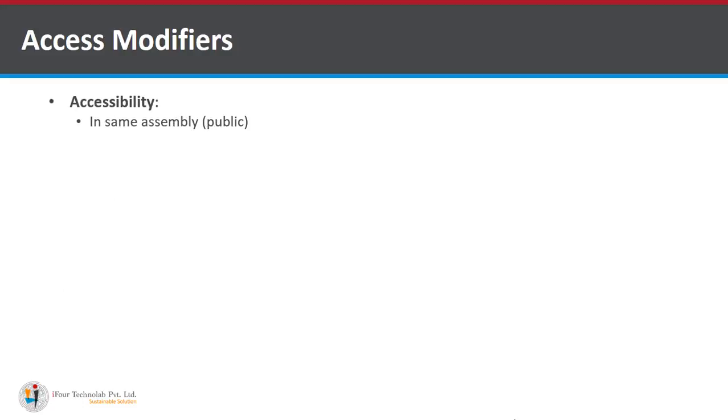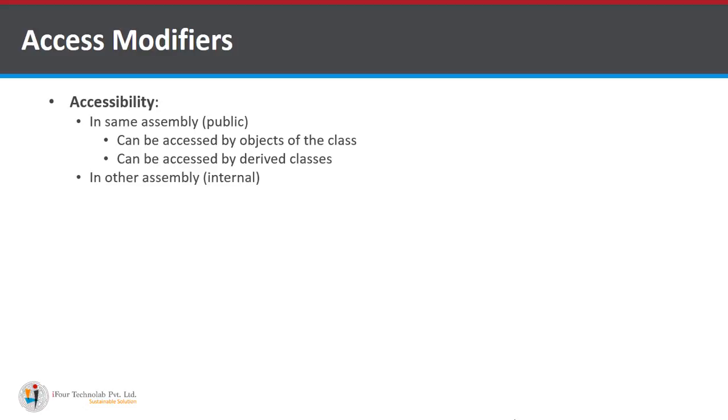Its accessibility in the same assembly is like public: it can be accessed by objects of the class and by derived classes. In another assembly, that is internal: it cannot be accessed by the object and cannot be accessed by derived classes.